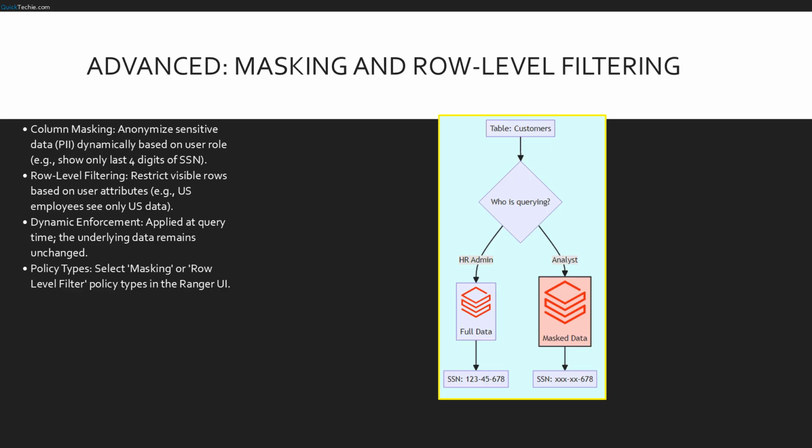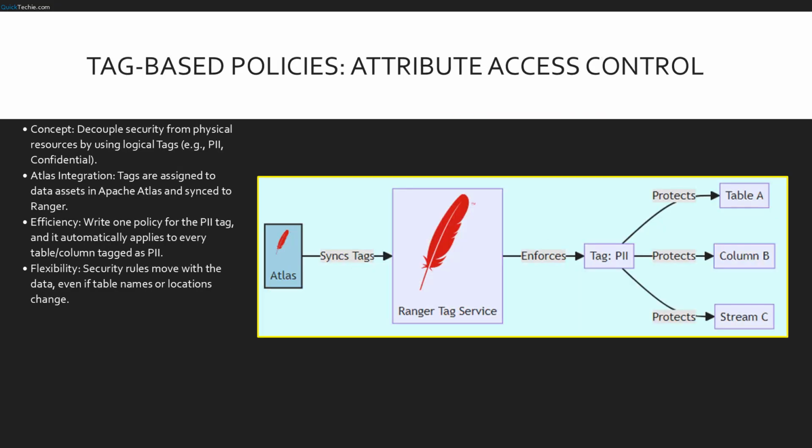This visual demonstrates dynamic masking. Both an HR admin and an analyst query the same customers table. Ranger intervenes at the decision node: who is querying. The HR admin follows the path to full data, seeing the complete SSN. The analyst is diverted to the masked data path, where the masking policy transforms the SSN into a redacted format automatically.